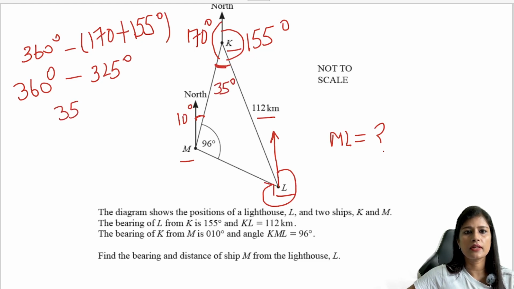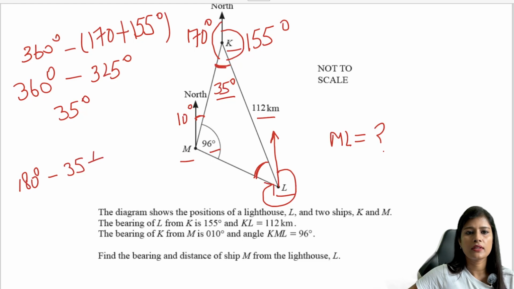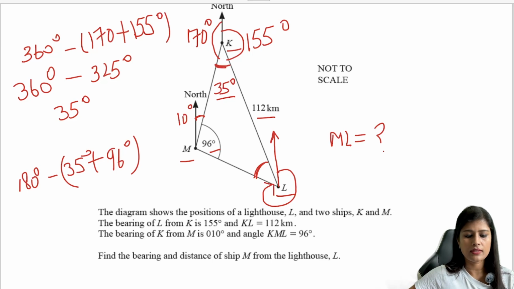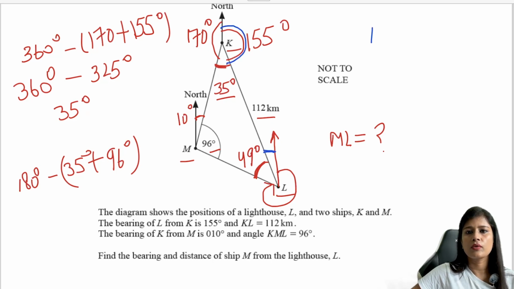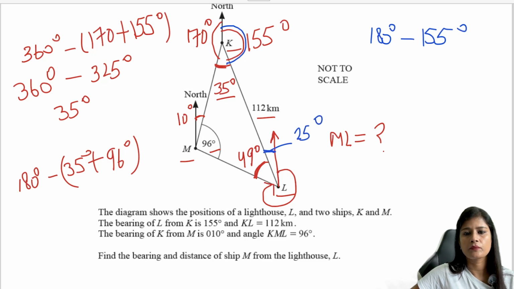So this is 35. Now I know this angle 35, this one is 96. So I can easily find out this angle: 180 degree minus 35 plus 96. So basically this angle will be 49 degrees. So I know this angle now. This angle and this angle will sum up to 180 degree. So 180 degree minus 155, this one will be 25 degree, this angle.